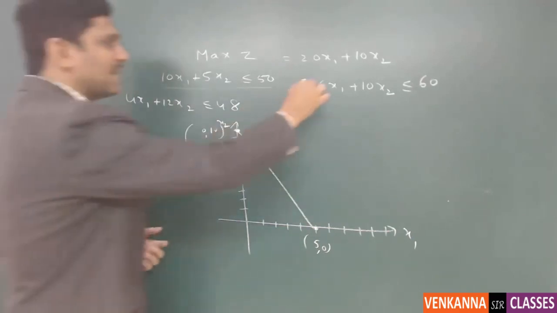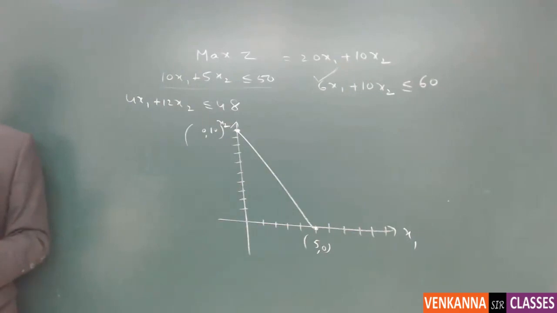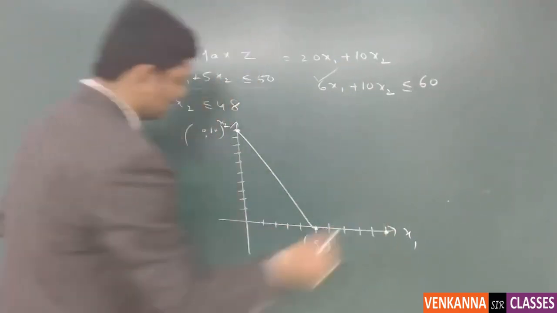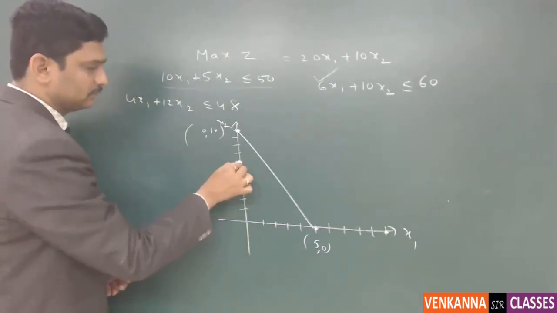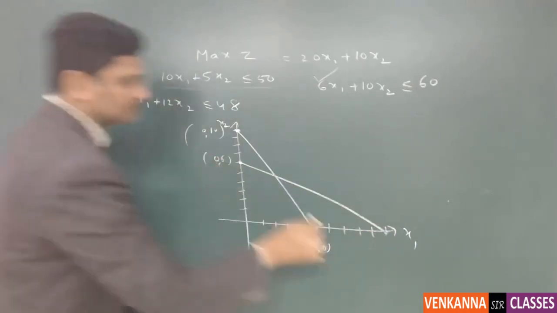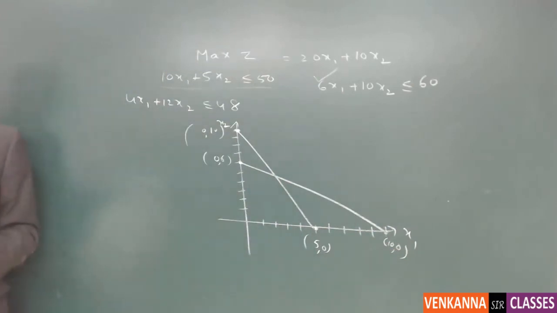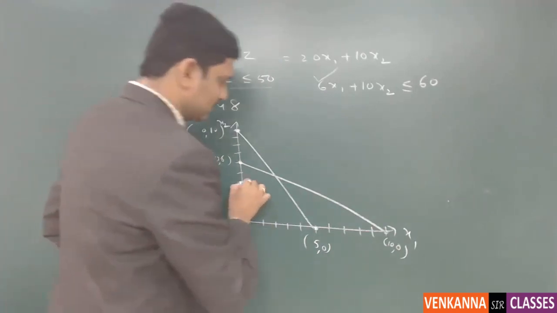For the second inequality also, please give me the points. So 10, 0 and 0, 6. And for the third one, 12, 4, right? So it takes a little more space. I will take it like this.